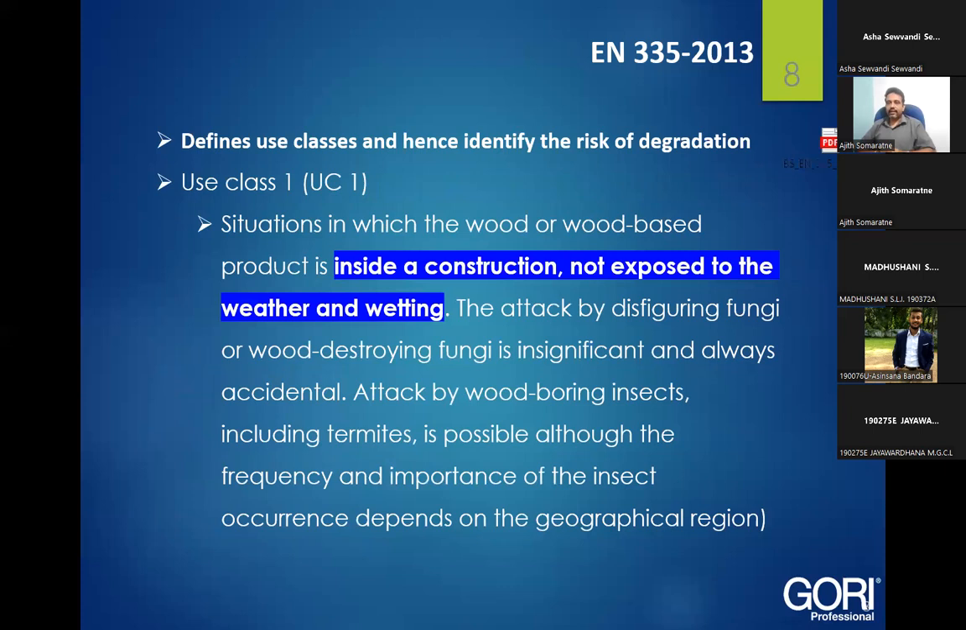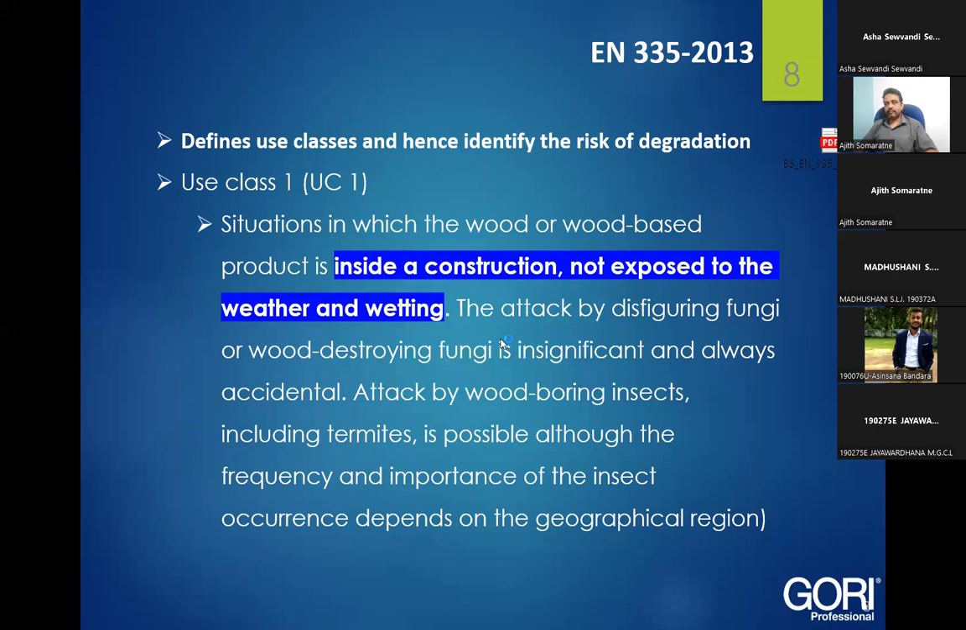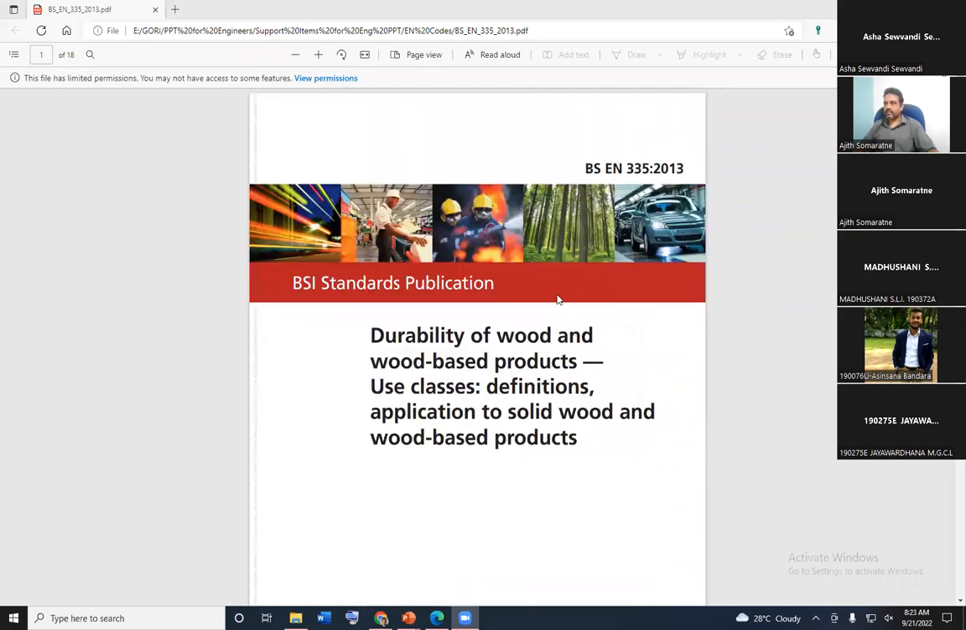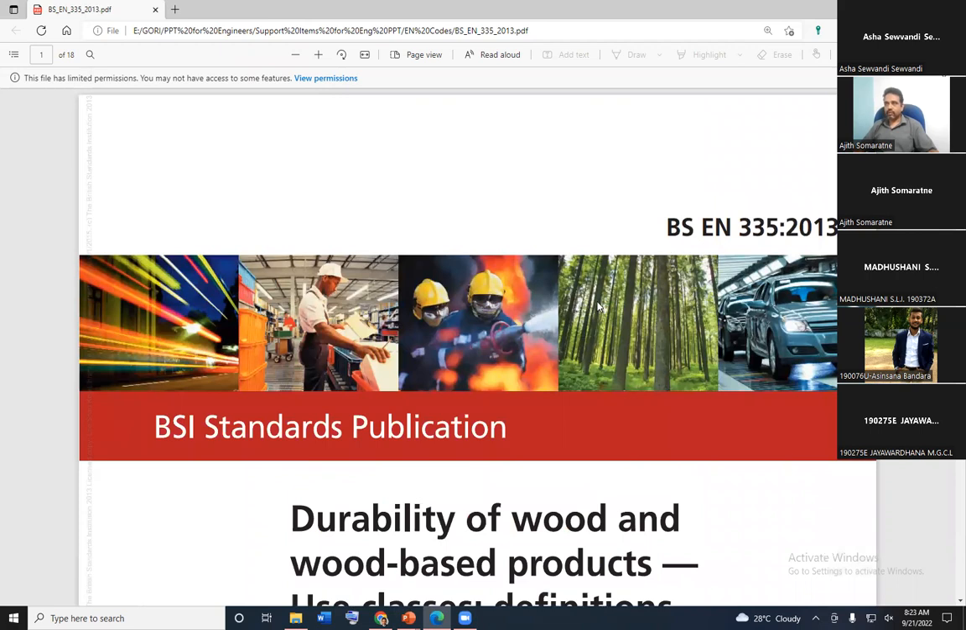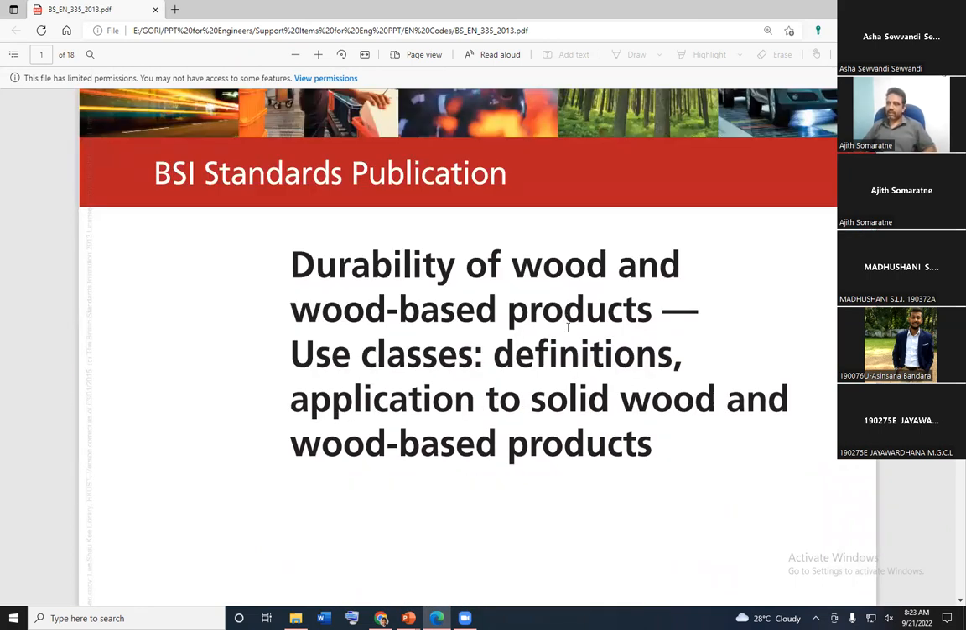So we'll move on to EN 335. I can show you the code first. I think you cannot see my screen. I think now you can see my screen. This is the code we are going to discuss now, EN 335. This is about durability of wood and wood-based products, use classes, right?